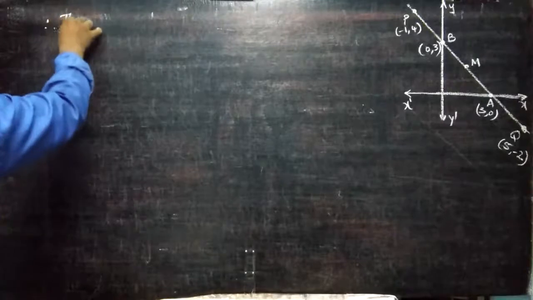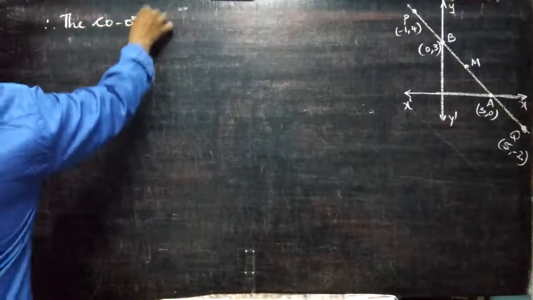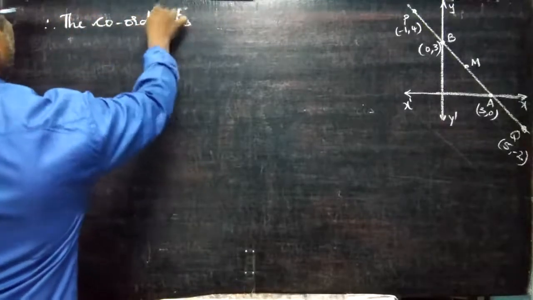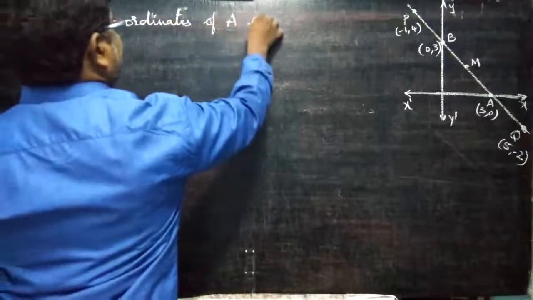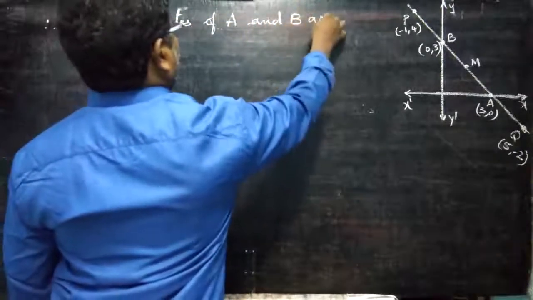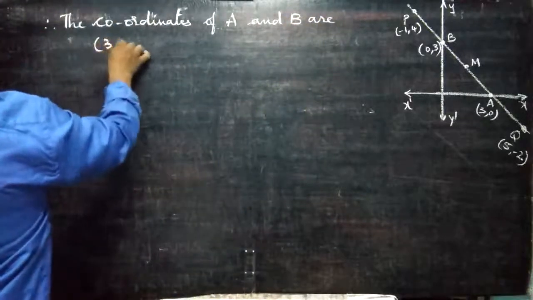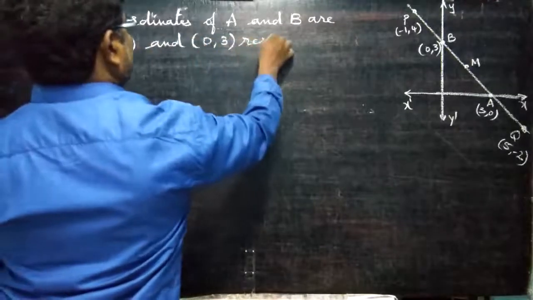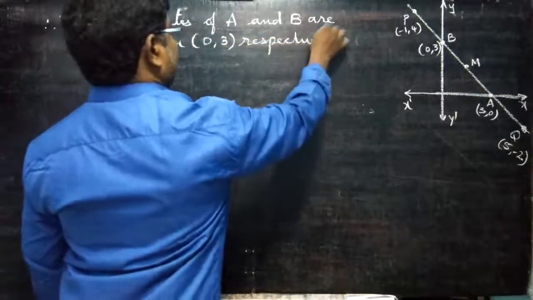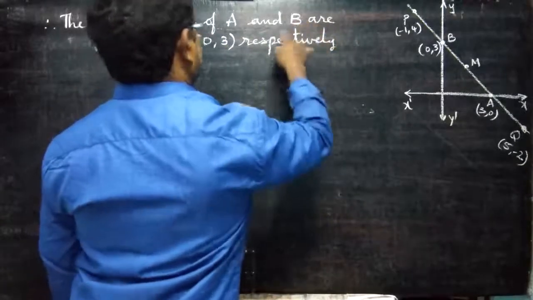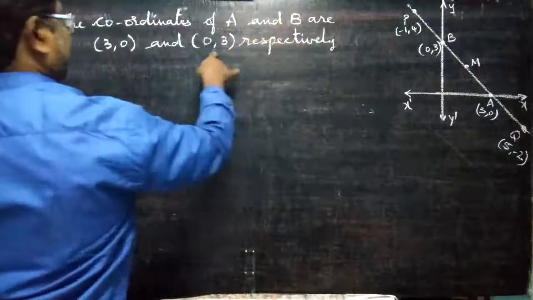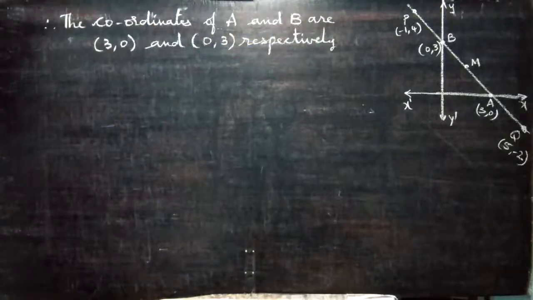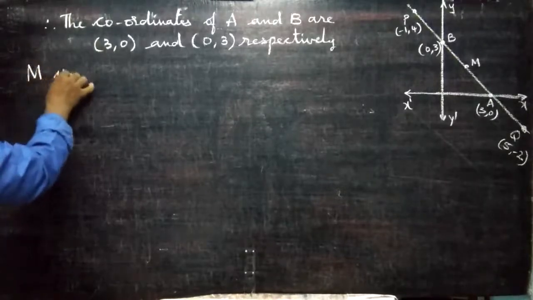Therefore, the coordinates of A and B are (3, 0) and (0, 3) respectively. Why respectively? I told you. First one for first one, second for second. A coordinates, B coordinates. Now they are asking the third bit. What third bit are they asking? Coordinates of M. What is M? M is the midpoint of AB.